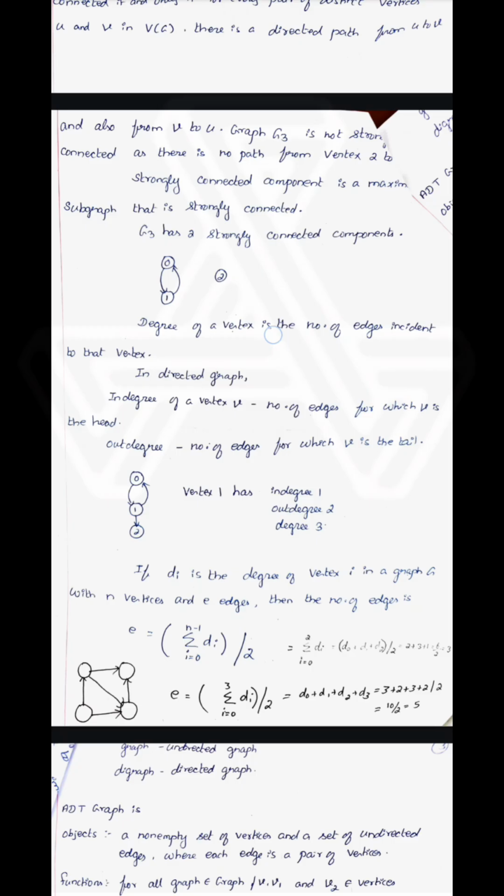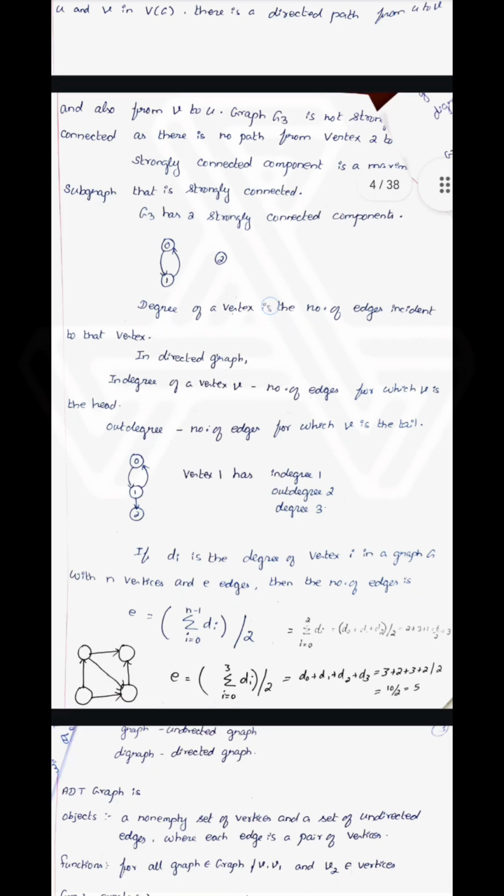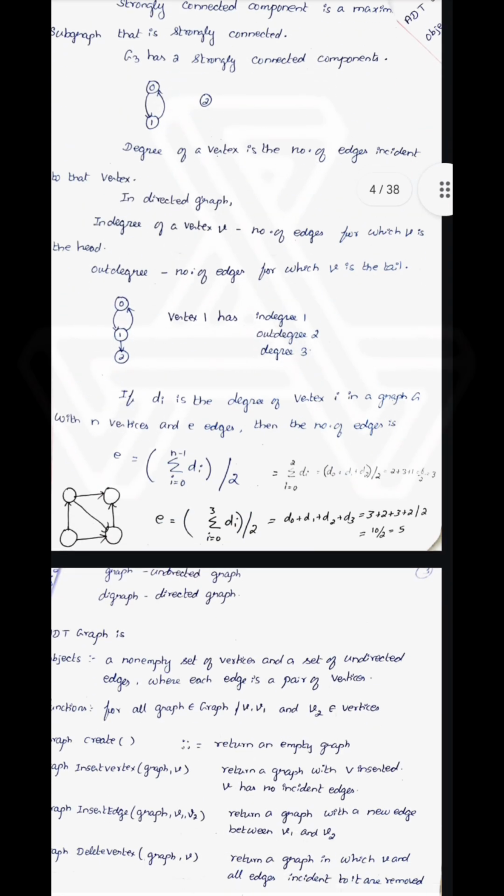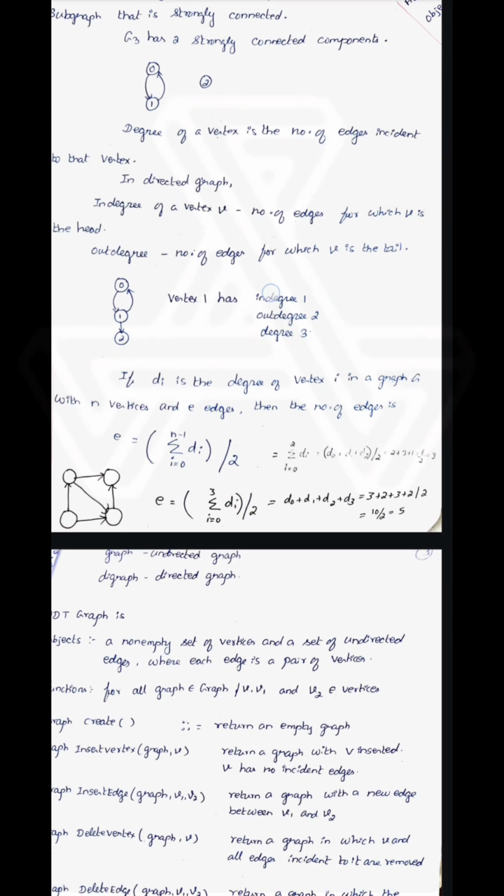Degree of a vertex is the number of edges incident to the vertex. In a directed graph, the in-degree of vertex v is the number of edges for which v is the head. Out-degree is the number of edges for which v is the tail. Vertex 1 has in-degree 1, out-degree 2, and degree 3. The total degree is 3.